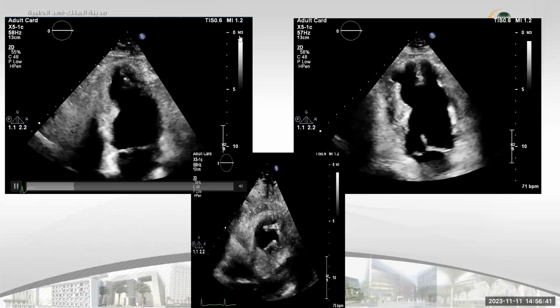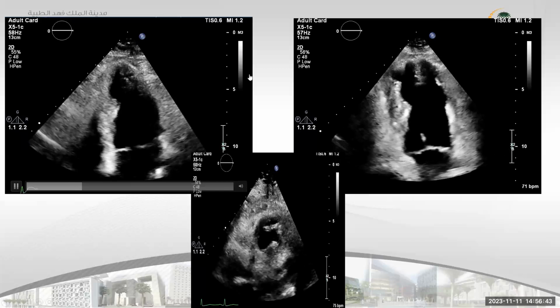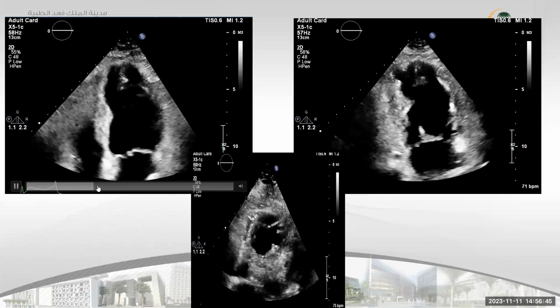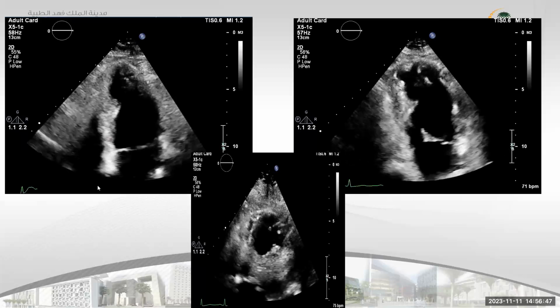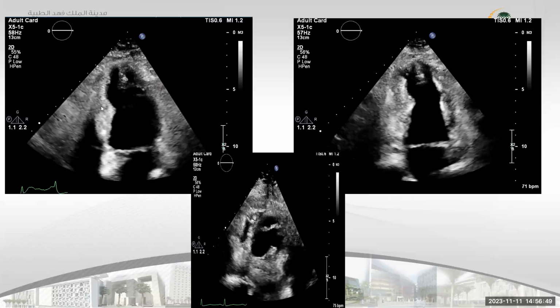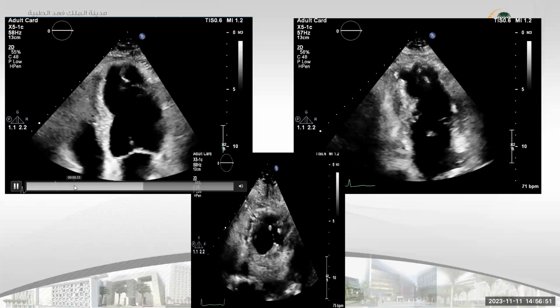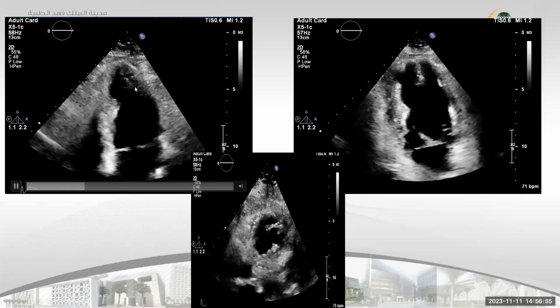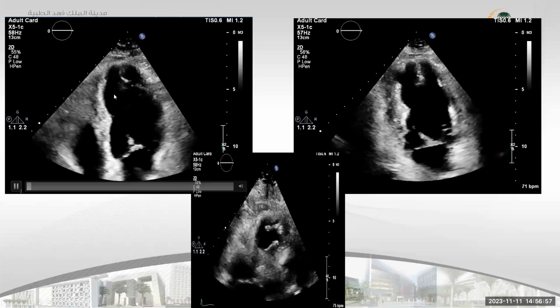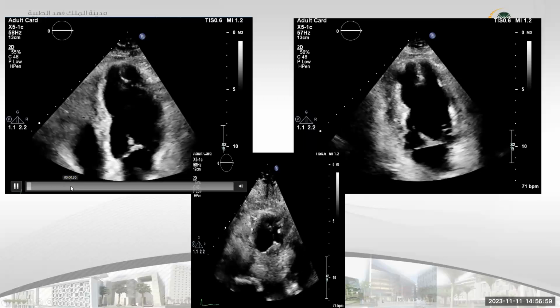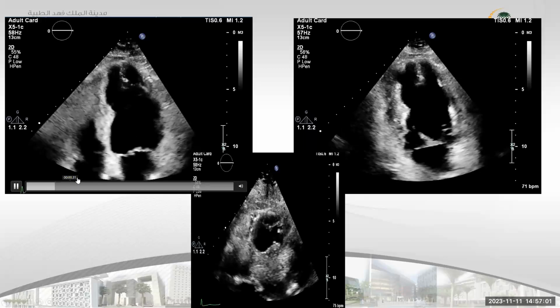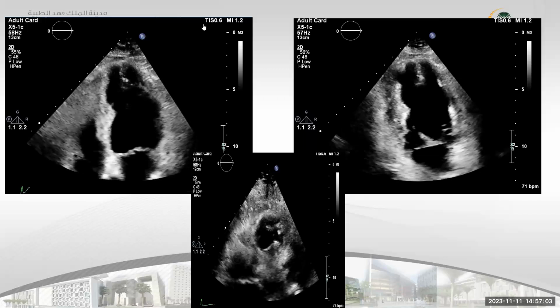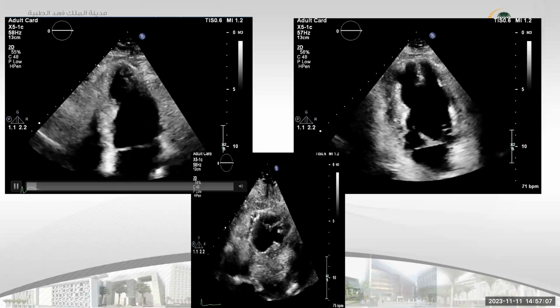What's this? Let's see. Takotsubo? No. Takotsubo will have dilatation or ballooning. Typically in the exam, you have many types, of course. In the exam, they will bring you ballooning of the apex and midwall as well. But here, yeah.